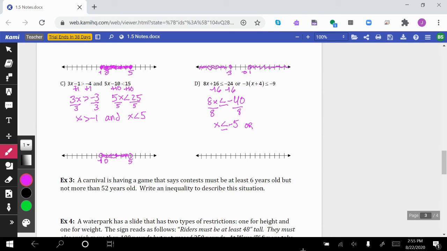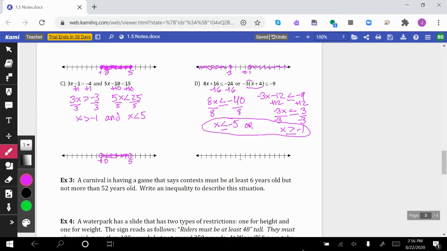Or, let's distribute. So we get negative 3x minus 12 is less than or equal to negative 9. We've got to add 12, add 12. We get negative 3x less than or equal to 3. Divide by negative 3. So we've got to flip our inequality sign again because we divided by a negative. So it reads x is greater than or equal to negative 1. So that should be your solution.